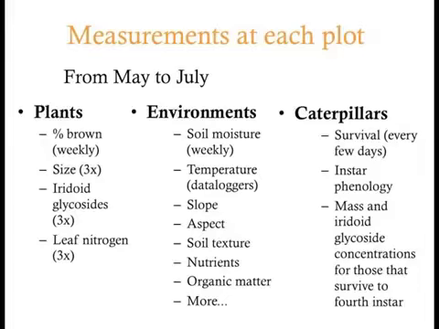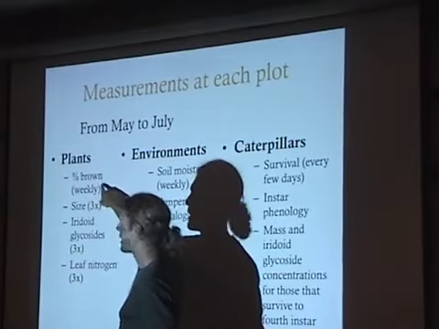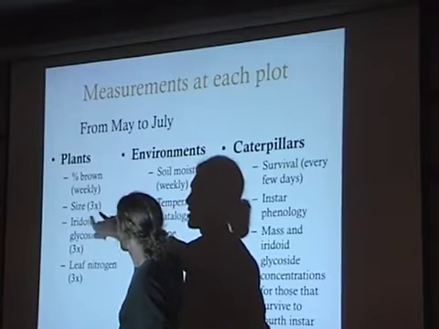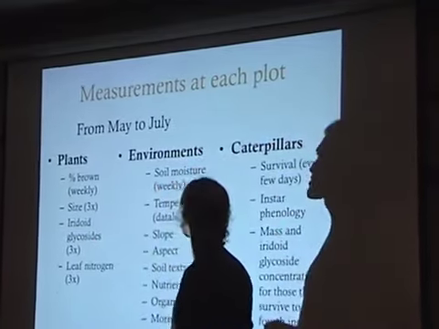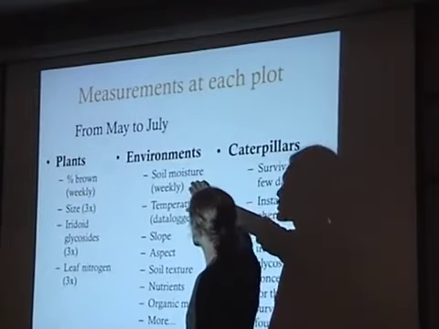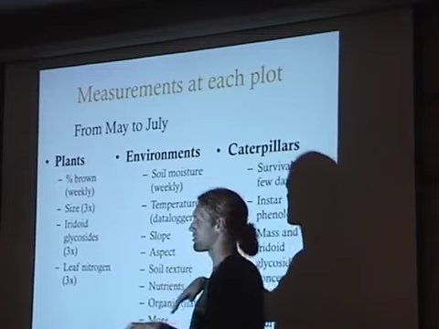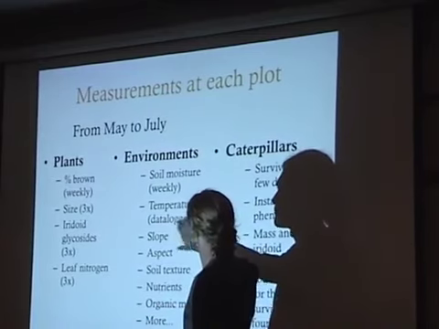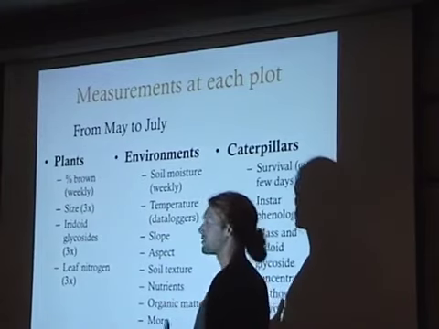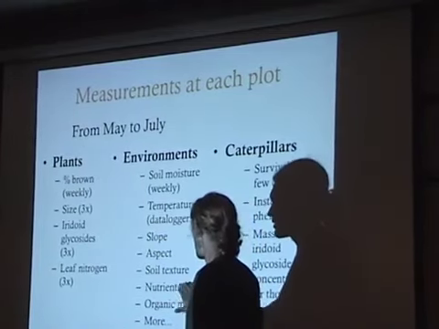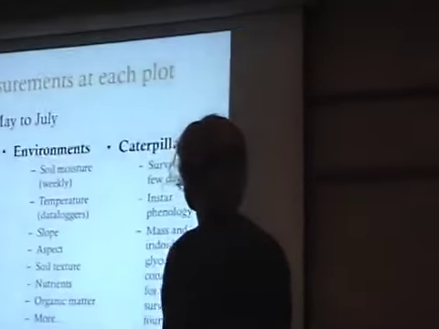Okay, and then we took all kinds of measurements. So for the plants, we wanted to know how quickly are they drying out? So every week, how brown are they basically? How big are they? And then we took leaf samples so we could know their nutritional and chemical information. And then we measured the soil moisture every week, and I put these little data loggers in all the plots that measure temperature every hour or so. And then the slope and the aspect and the soil texture: is it really sandy, is it full of organic matter, etc. The nutrients and all kinds of stuff. So lots of environmental information.